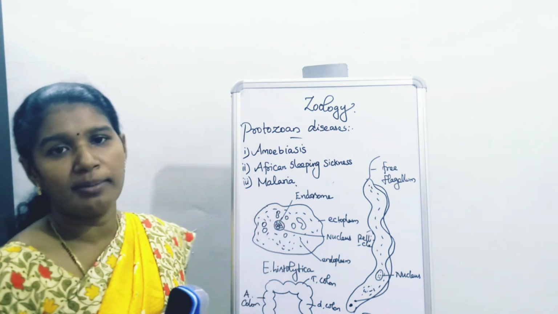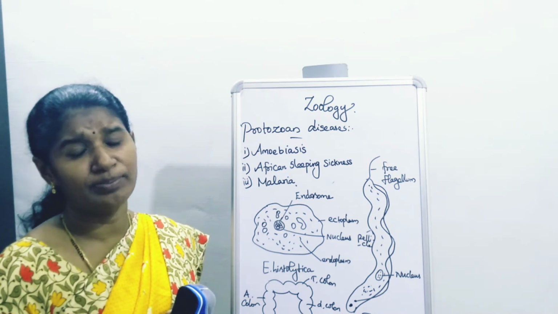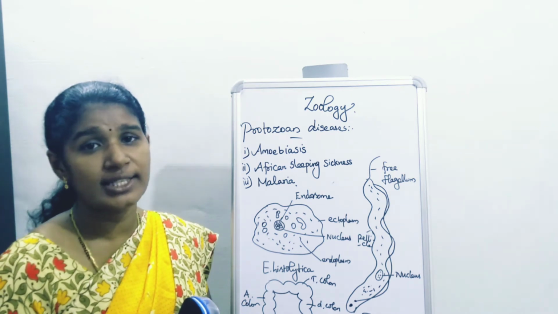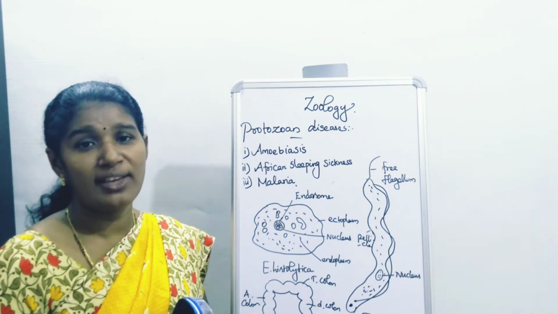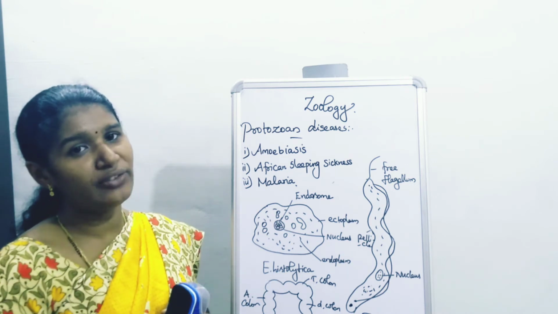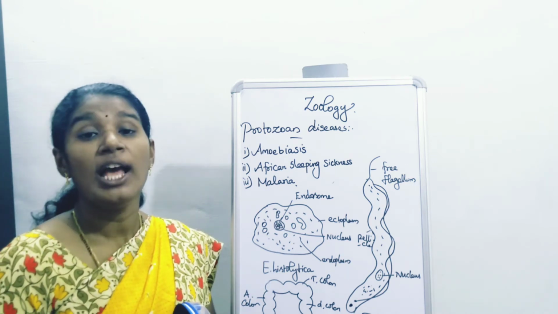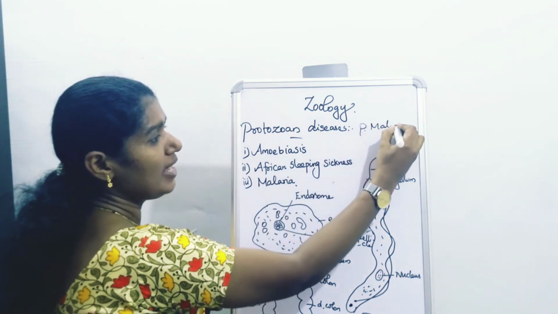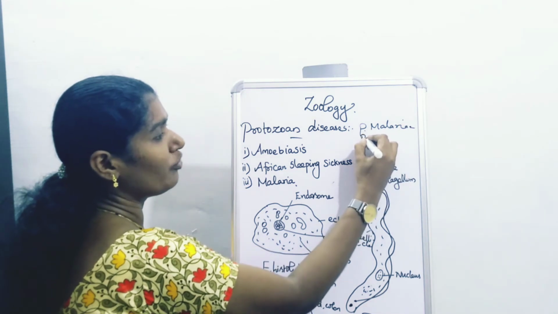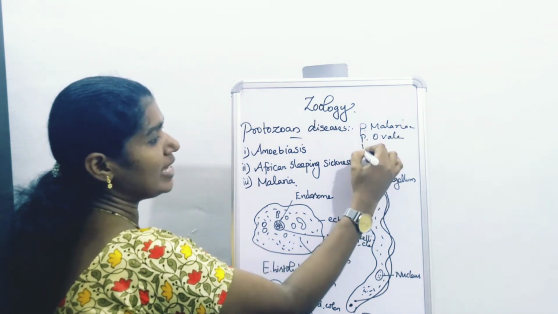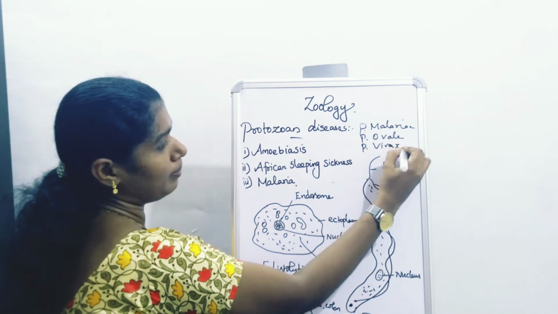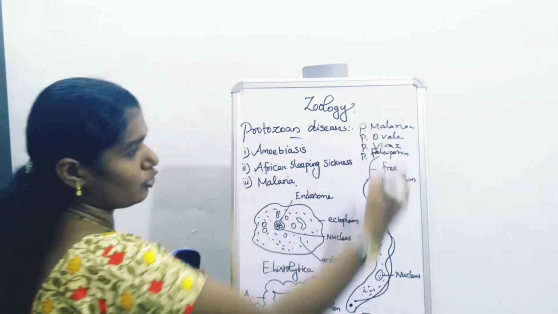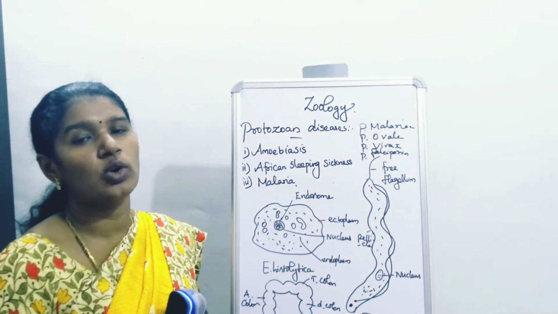Next one, malaria. Malaria is caused by Plasmodium. We know that the major causative agent is the female Anopheles mosquito. It has 4 different species: Plasmodium malariae, Plasmodium ovale, Plasmodium vivax, and Plasmodium falciparum. These 4 species cause the disease called malaria.